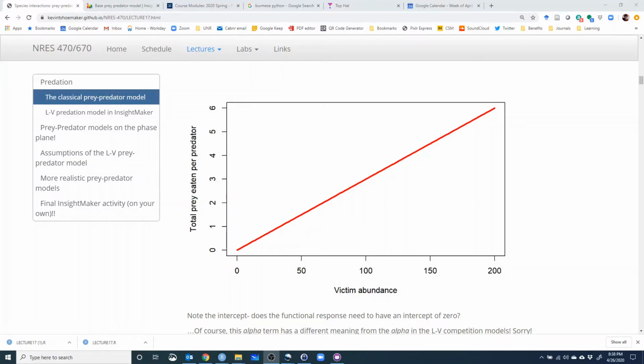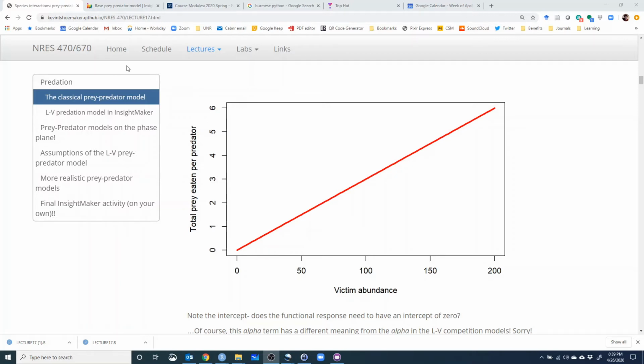Before we start building prey-predator models in InsightMaker, let's quickly review the concepts of functional response and numeric response, because these are really important concepts in prey-predator modeling. The functional response is just what we see here.